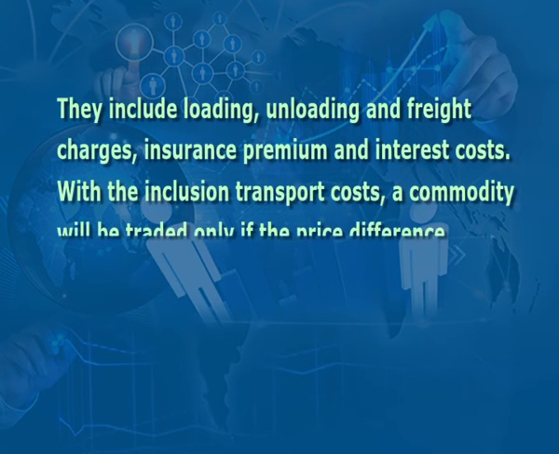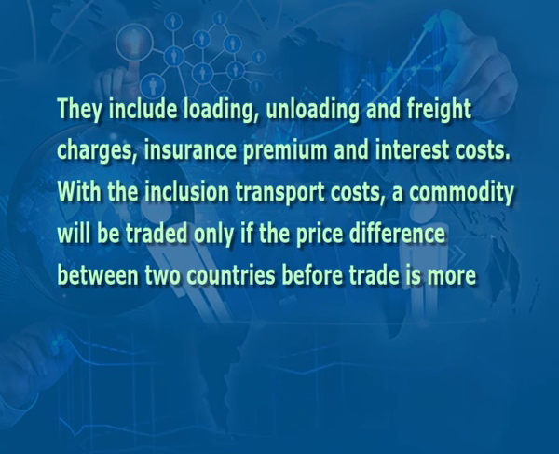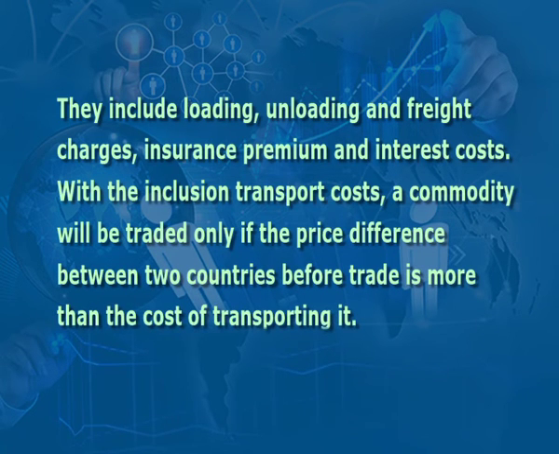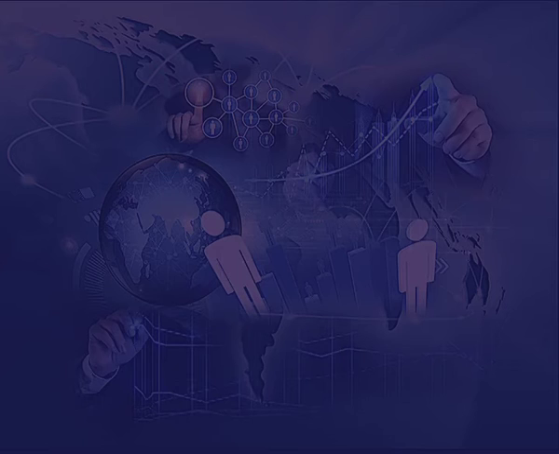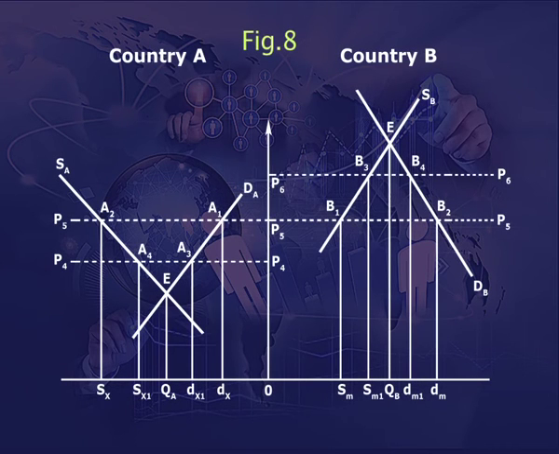With the inclusion of transport costs, a commodity will be traded only if the price difference between two countries before trade is more than the cost of transporting it. Now, let us look at its explanation. The effects of transport costs on these trading countries are explained with the help of figure 8.